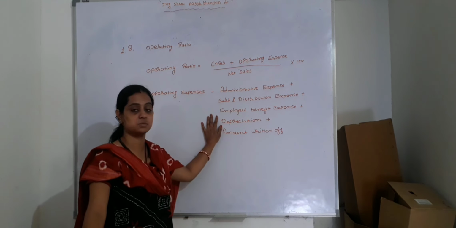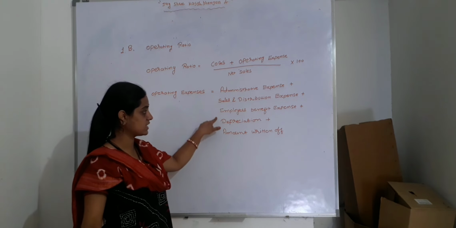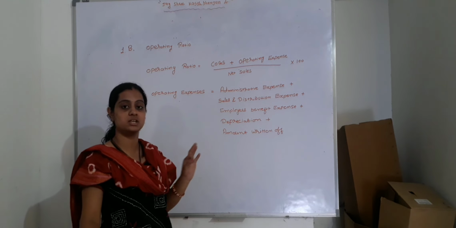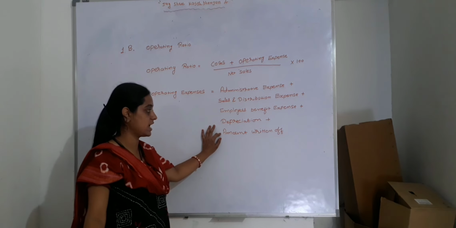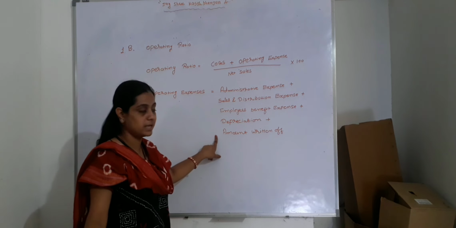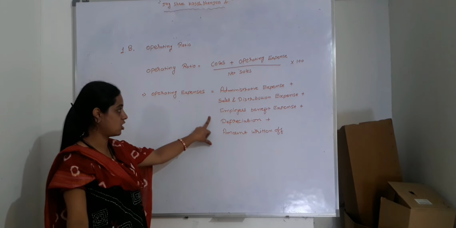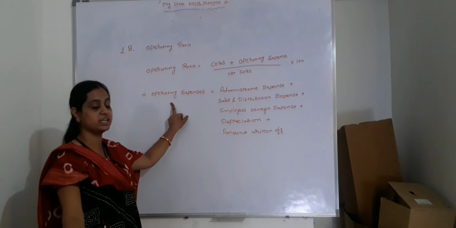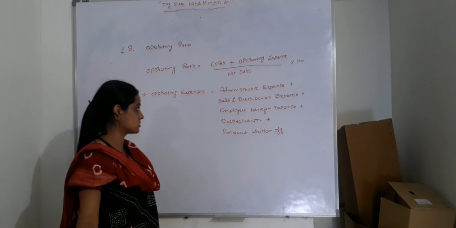Employee benefit expense means salary, bonus. All these expenses we have discussed in Unit 3 in statement of P&L, depreciation and amount written off. Combining these five we can find operating expense, and all these expenses are known as operating expenses, others are known as non-operating expenses.